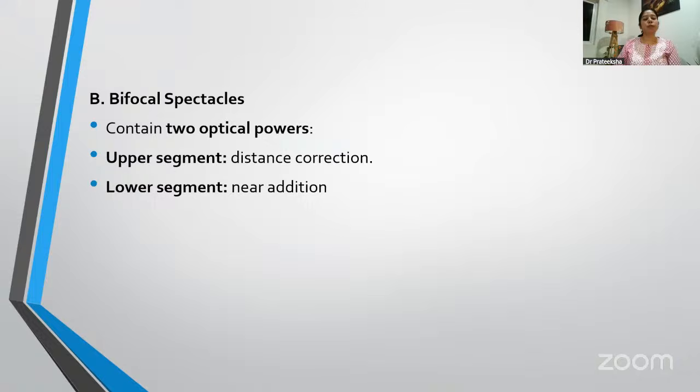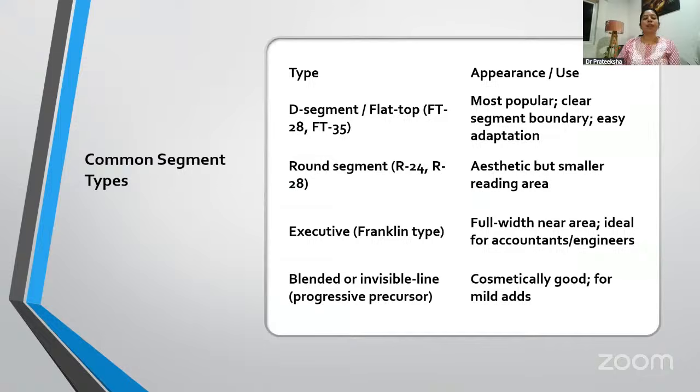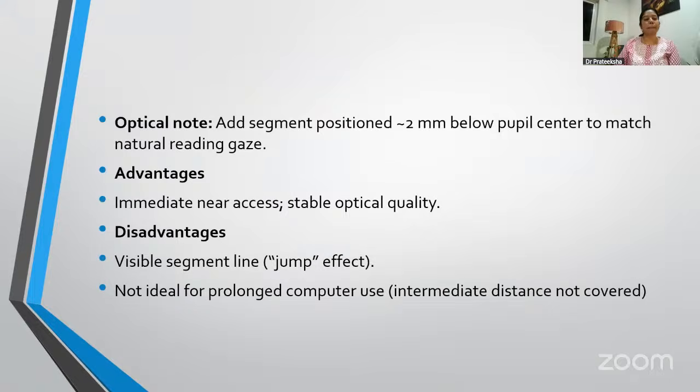Bifocal spectacles, we have two types. We have two optical powers: upper segment, lower segment. Upper segment, distance correction. Lower segment, near. Then we have common segment types. One is the D type or flat top type. Most common, clearly segmented boundary, and it is easy for adaptation. Round segment, aesthetic but smaller reading area. Executive or Franklin type, full width near area, ideal for accountants or engineers. Blended or invisible line, progressive, cosmetically good for mild adds.